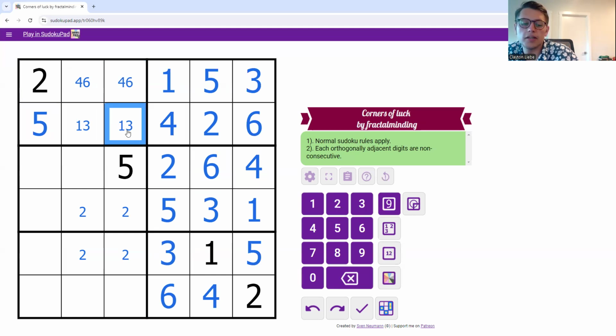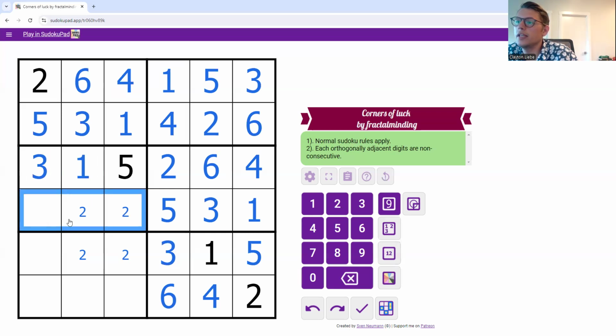This resolves because it can't be a 3. That's a 1. That can't be a 6. That's a 4. Can't be a 4. That's a 6. What do we need here? We need 1 and 3. So that's a 3. That's a 1. What do we need here? We need 2, 4, 6. This can't be 2 or 4. This is 6. This can't be 2 anymore. This is 2.